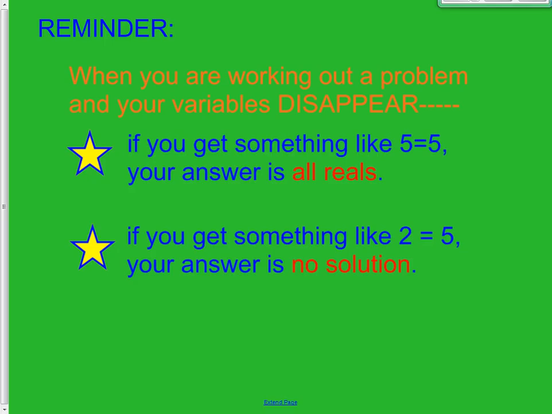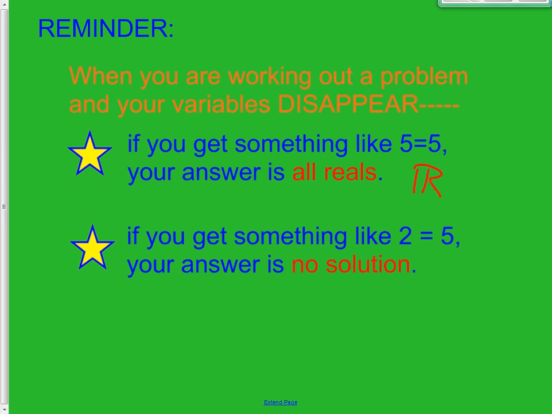Alright, one last reminder that I have for you. When you are working out a problem and your variables disappear, so if x is all of a sudden gone, y is all of a sudden gone, and then you get two numbers that equal each other, a true statement, 5 equals 5, then your answer is all real numbers. So you could write all reals, or you could write this, all real numbers.